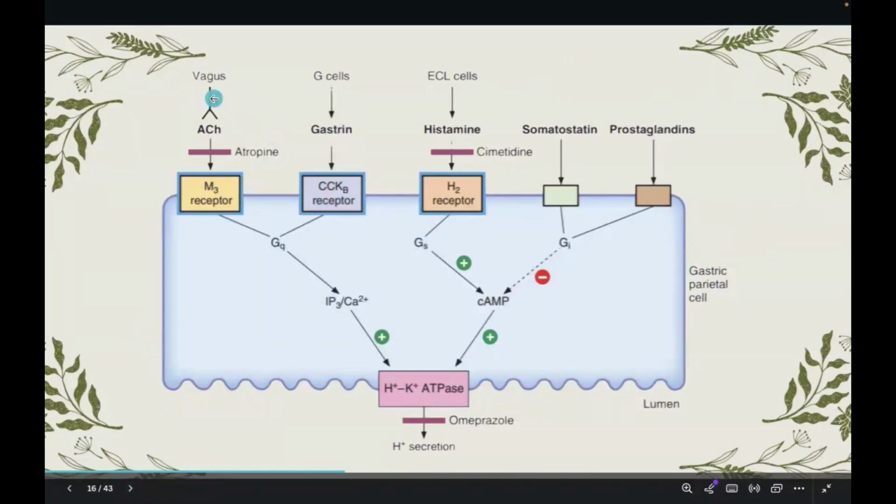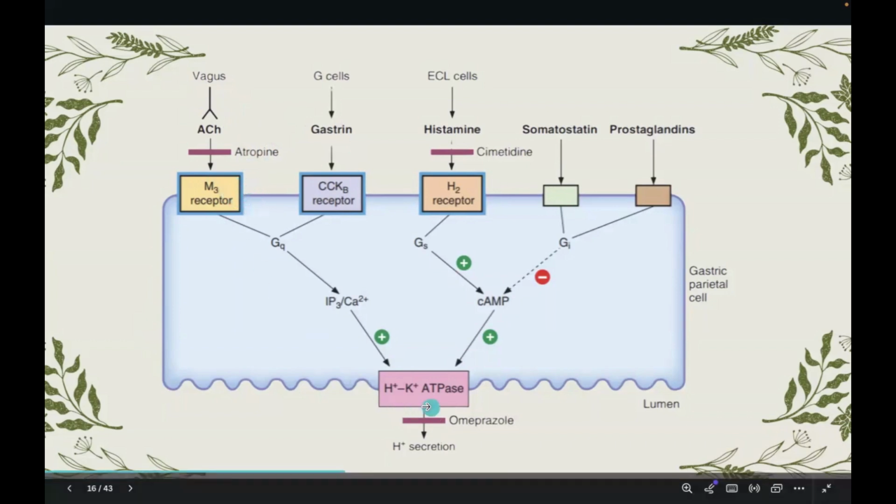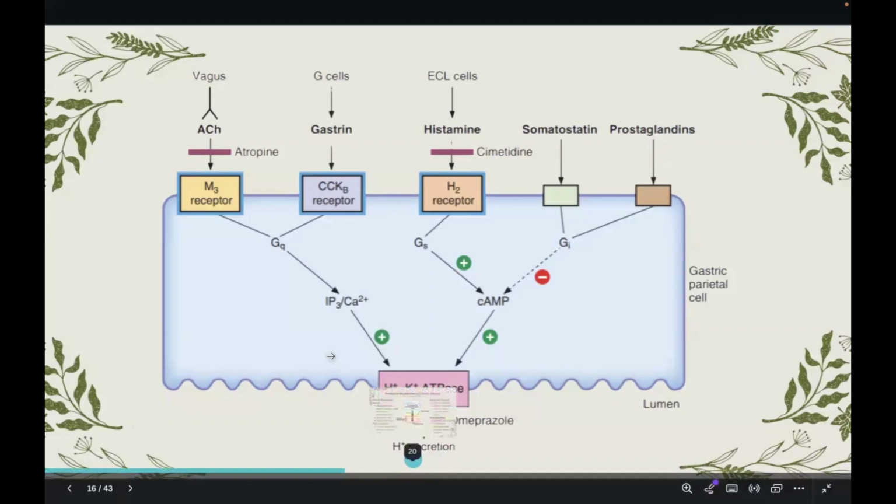So here you can see this is again the gastric phase. This is the vagus nerve releasing acetylcholine. Acetylcholine goes and binds to the M3 receptor. You don't have to know the names of these receptors. Just for the sake of completion, I'm going to say them though. So this is the M3 receptor, or the muscarinic receptor. And what does it do? It goes and stimulates the proton pump to release hydrogen ions.